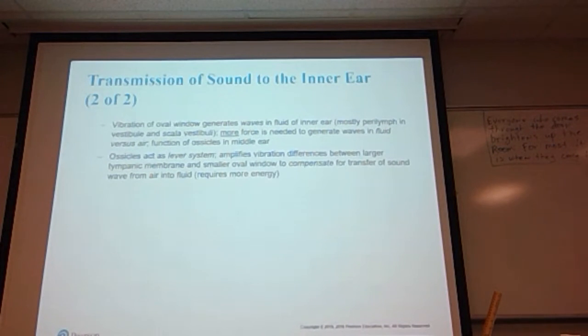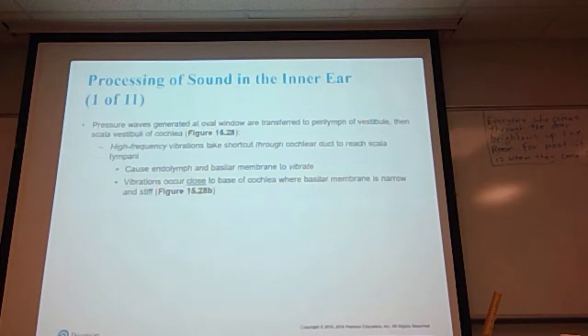This is the function of the ossicles in the middle ear. The ossicles act as a lever system, amplifying the vibration differences between the larger tympanic membrane and the smaller oval window to compensate for the transfer of sound waves from air to fluid. Pressure waves generated at the oval window are then transferred to the perilymph of the vestibule, then to the scala vestibuli of the cochlea. High frequency vibrations take a shortcut through the cochlear duct to reach the scala tympani, which causes the endolymph and the basilar membrane to vibrate.